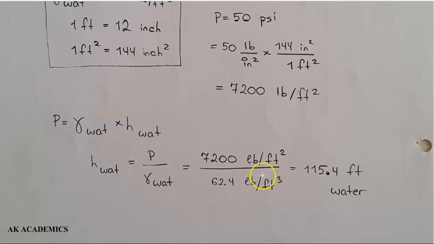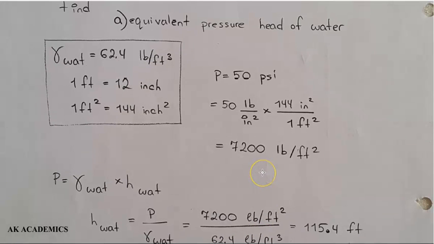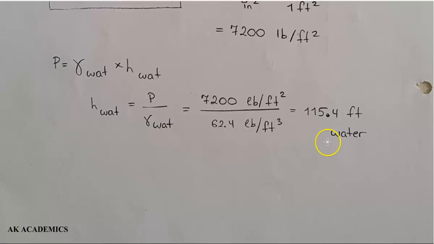Specific weight has been given as 62.4 pounds per cubic feet. If you carry out these divisions, you will find that H, which is our pressure head, will be equal to 115.4 feet of water. This represents the height of water, by the way, in the tank or in the container.